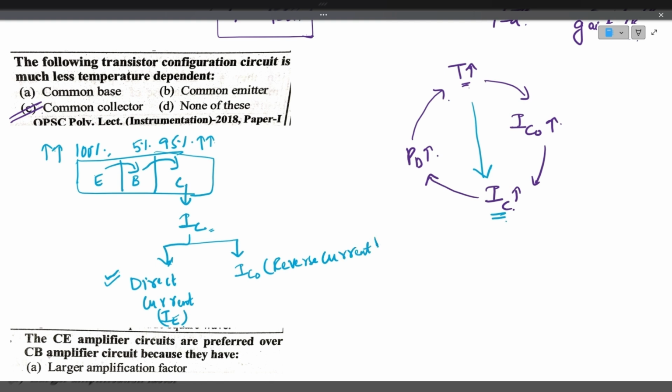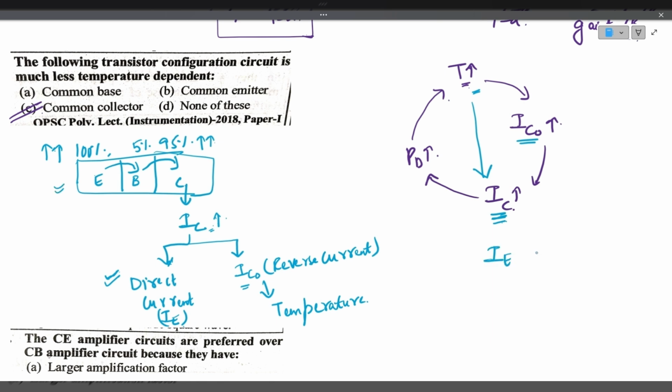This is influenced with temperature. So if temperature increases, the reverse current increases, and IC also increases. But you cannot make it equivalent to the increase in emitter current. If the temperature increases, IC naught increases, and hereby the collector current increases. That doesn't mean that emitter current also increased. No, that is not correct.